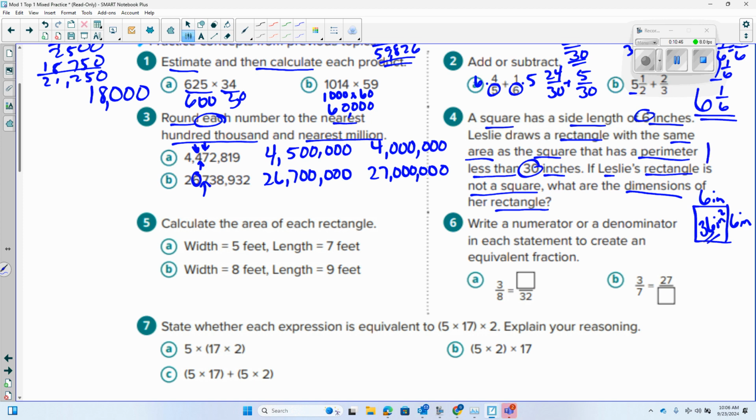If I did 4 and 9, what's my perimeter? 26. Is that less? 9 plus 4 is 13. Perimeter is like half the area, half the side. So that's going to be 13 times 2 is 26. Is that less than 30? Yes. Does it still have an area of 36? Yeah. So would that rectangle work? So the rectangle is 4 inches by 9 inches.